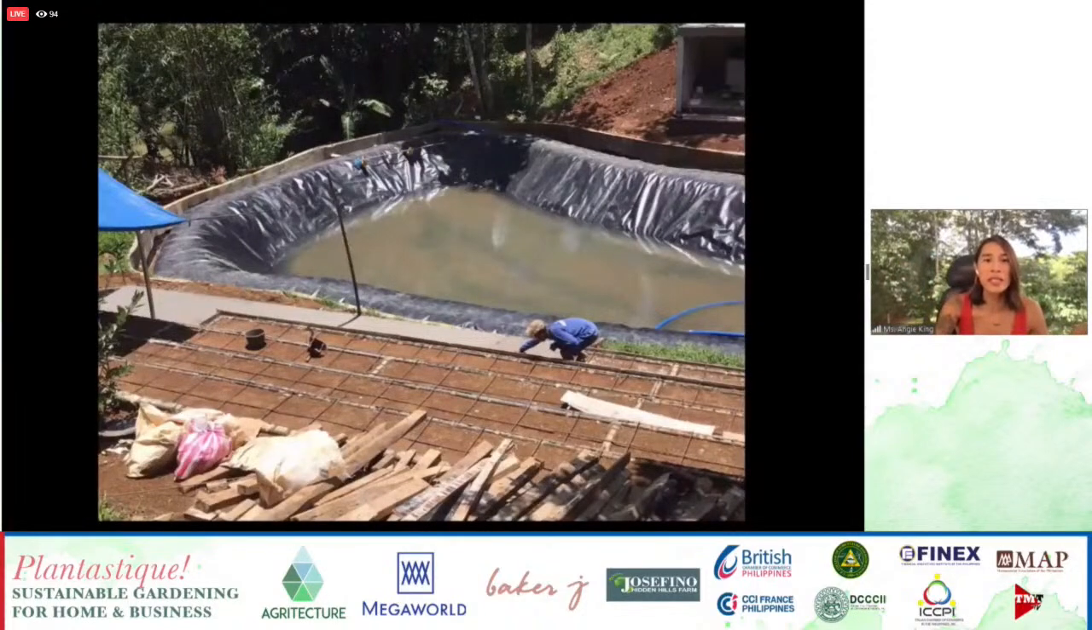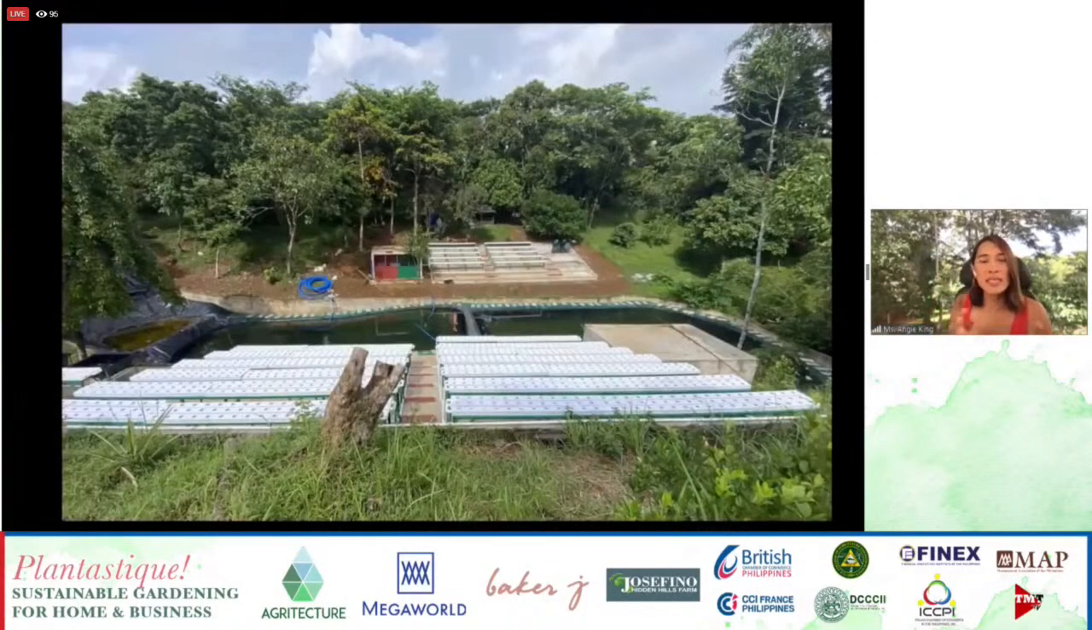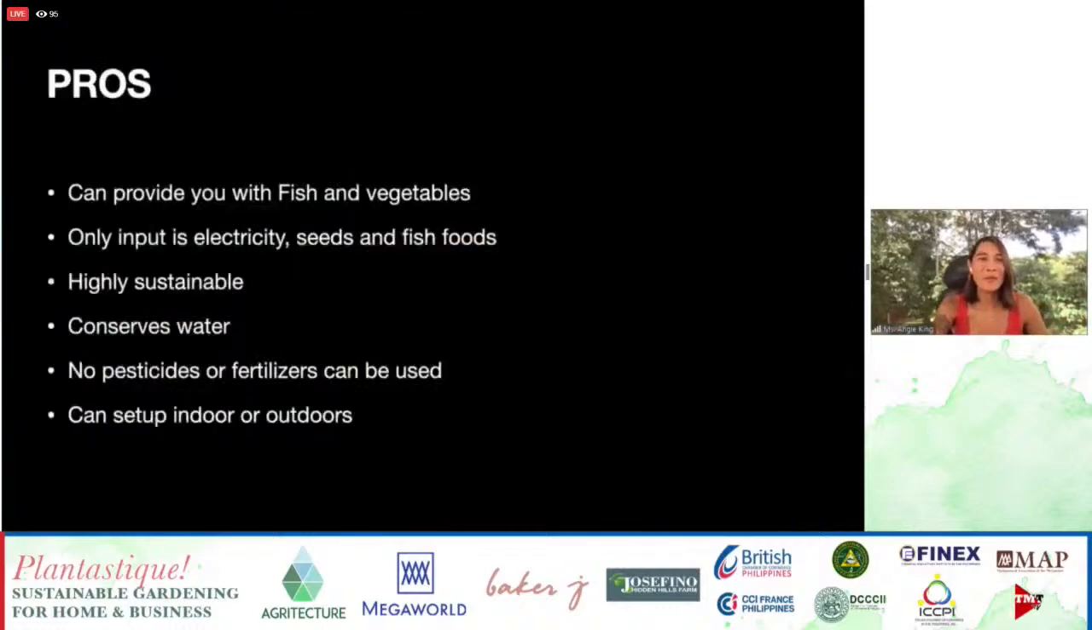Just another photo showing you guys the work progress. This is, I'd say, 90% done already, where we have the NFT beds sitting on the hills. The green and blue house that you see there, that's where the pumps and the filtration systems are located. And then on the left will be the water feature, where I'll have sort of a stream style babbling brook that I'm really excited about.